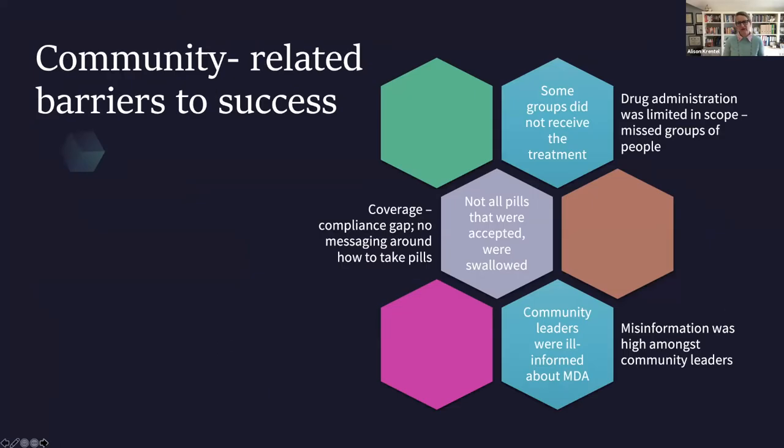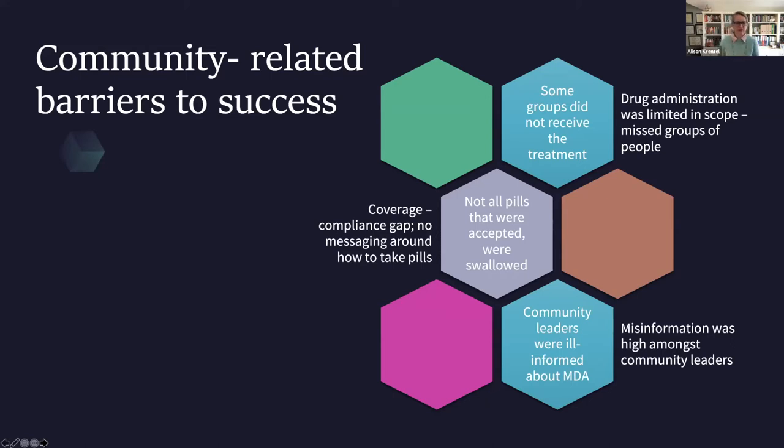The research team itself brought people from different disciplines together who were part of the design of a mixed method study. And so to investigate this, we looked at the approach at the community and individual level, and also from the deliverer. So the people who are actually bringing the treatment into the community. So what did we find? Well, there were some community-related barriers to success. Some people didn't actually receive the treatments as they were supposed to. We found in other places that there was a coverage compliance gap. So those coverage numbers actually didn't represent people who had swallowed pills, but rather people who had just received them.